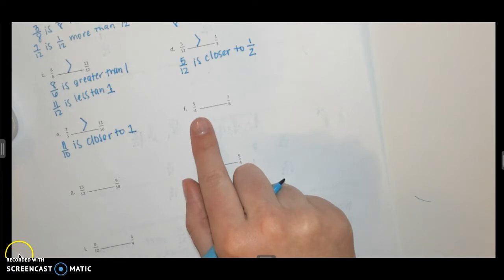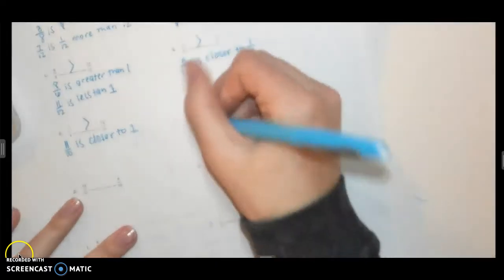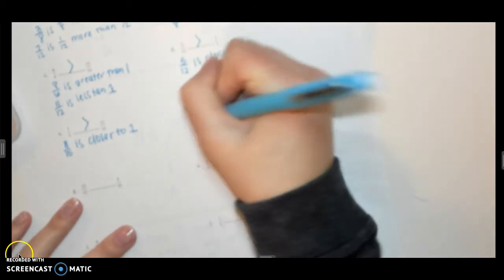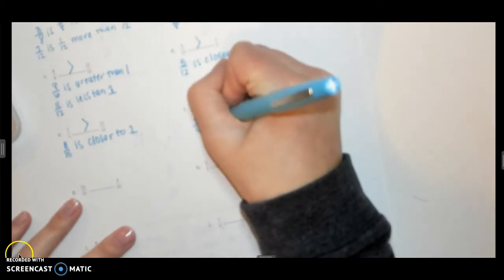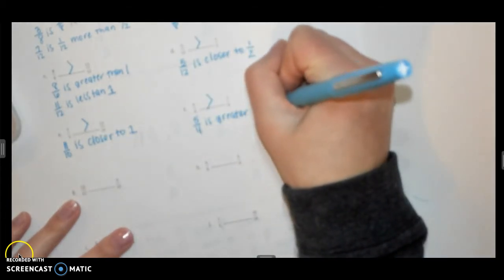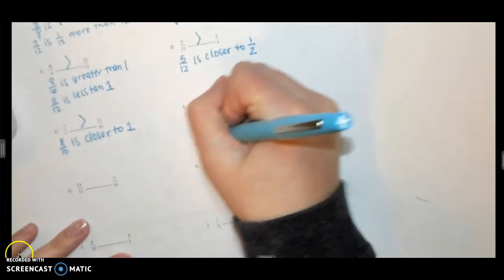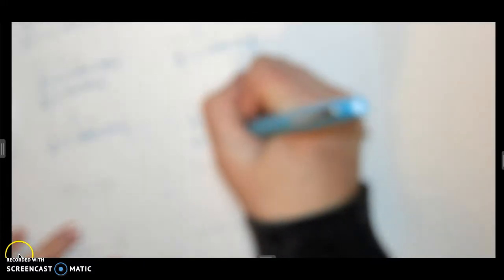Moving over to F, we have 5/4 and 7/8. This one, if you notice, is greater than 1, and this one is less than 1, which means 5/4 is greater. And then we could write 5/4 is greater than 1, and 7/8 is less than 1.